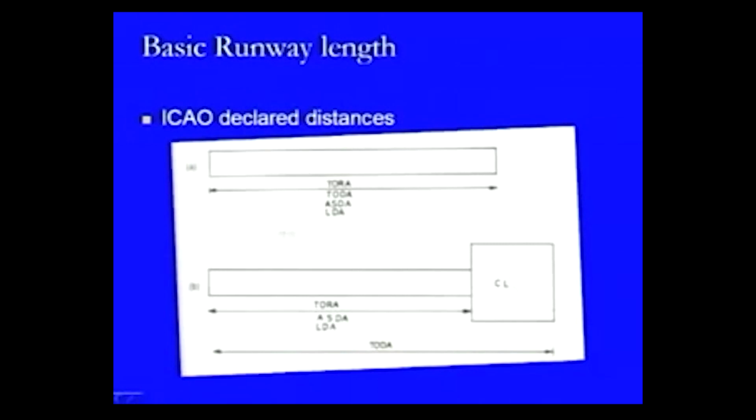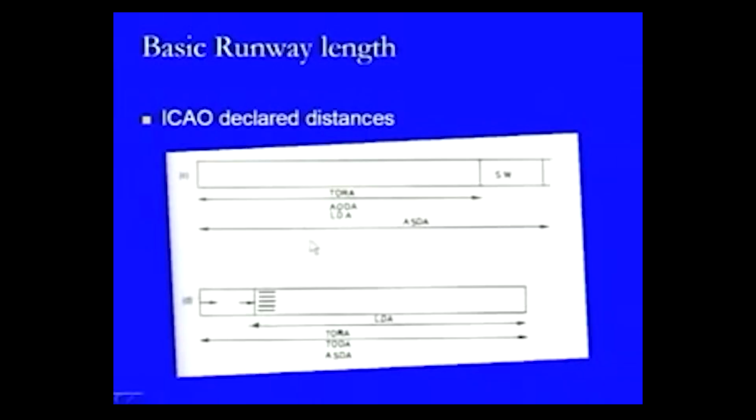In case 1, it is talking about the takeoff run available and takeoff distance available, and then this is ASDA and LDA, lift off distance available. They all are the same in the first case, whereas in the second case we see a clearway length is being provided at the end, and therefore takeoff distance will consider this clearway length also, whereas the takeoff run available will be up to the end of the runway strip and the start of the clearway length, and this will also be equal to the ASDA and LDA in this case.